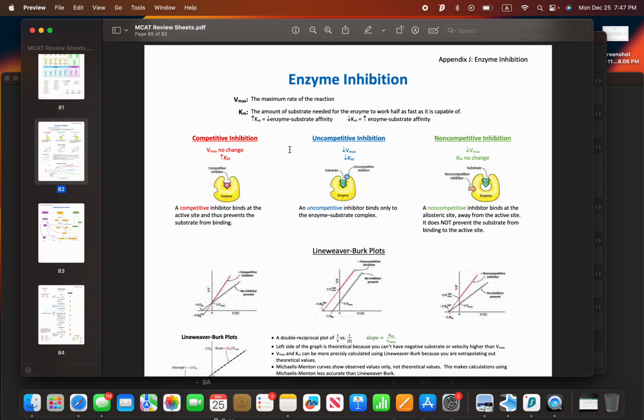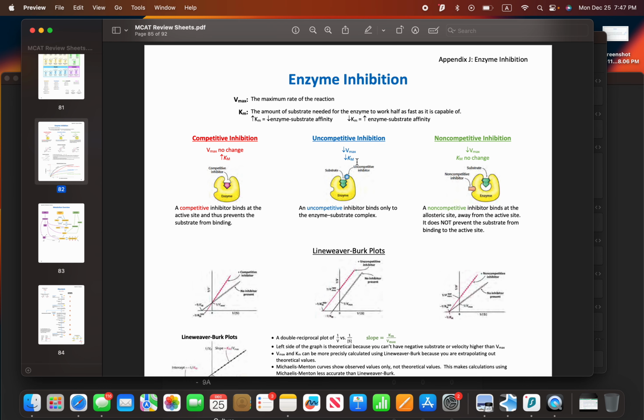Now, we dive into the concept of inhibition. There are three main types of inhibition: the competitive, the uncompetitive, and non-competitive. The way I memorize the order is a vulgar way, with C, U, N, and N, where C is competitive, U is uncompetitive, and N is non-competitive.